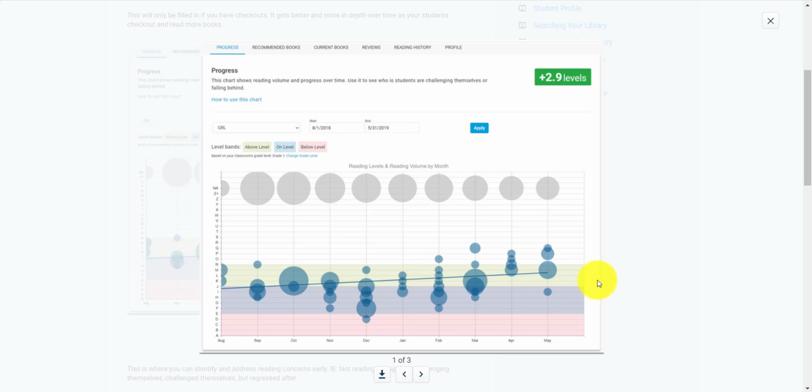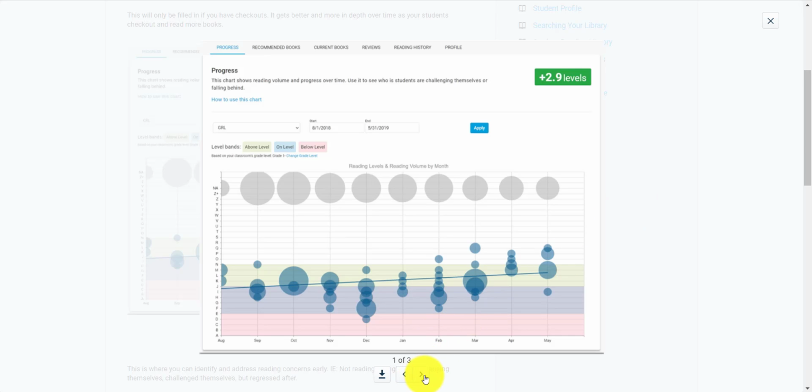Now, the size of the dot correlates with how many books they read at that time and at that level. So that's important for you to be able to tell what trends are happening in the classroom. The trend line just gives you an overall view of how they're improving. The trend line is also the same as what's shown up here. Now, this is over the course of an entire school year. So again, you can change the timeline to whatever you want.